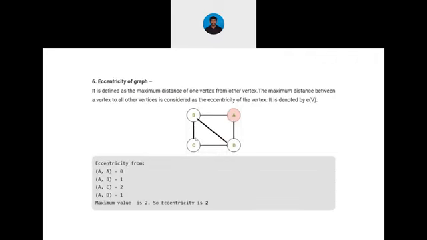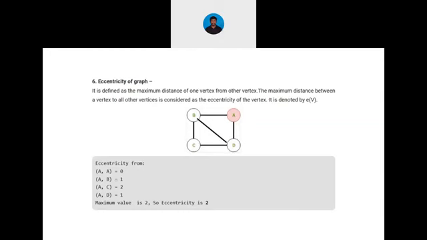And the sixth one is the eccentricity of a graph. How to calculate the eccentricity of a graph? It is defined as the maximum distance of one vertex from another vertex. The maximum distance between a vertex and all other vertices is considered as the eccentricity of the vertex. It is denoted by E of t.